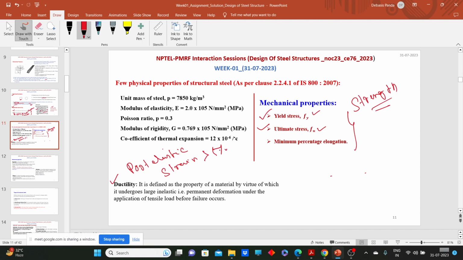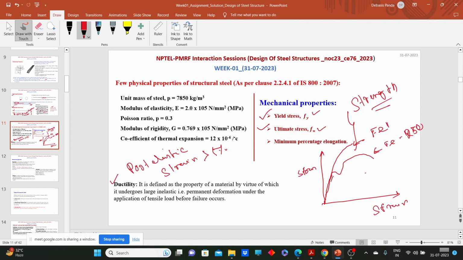is more than 5%. Post elastic strain means strain beyond the elastic limit, that means it can withstand permanent deformation beyond the elastic limit. Okay, so tell me one thing. If I have this mild steel curve, and if we have some cold work bars, so this is Fe250, and this is Fe410.